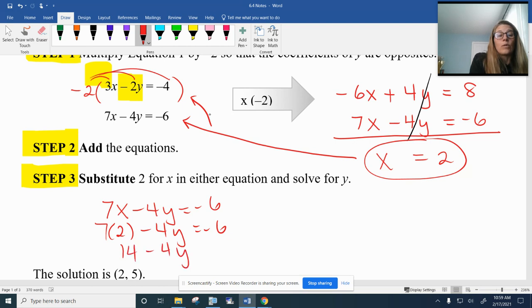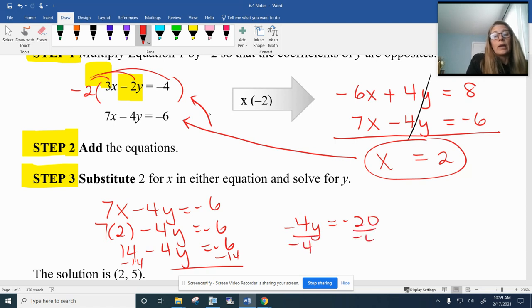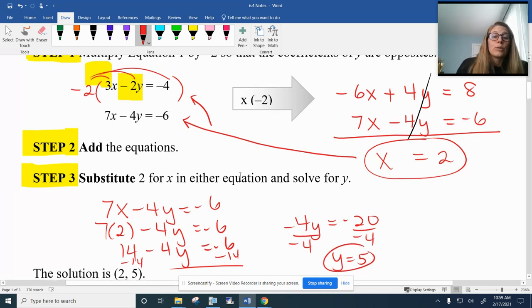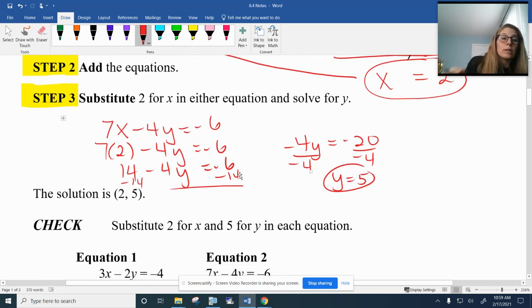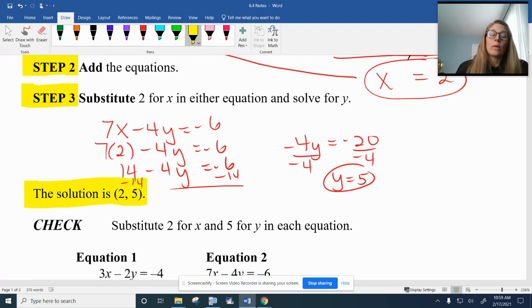14 minus 4y equals -6. Subtracting my 14, I have -4y equals -20. Dividing by the -4 gives me y equals +5. So my final solution here is going to be written as that ordered pair, x comma y. So I have 2 comma 5 as my solution.